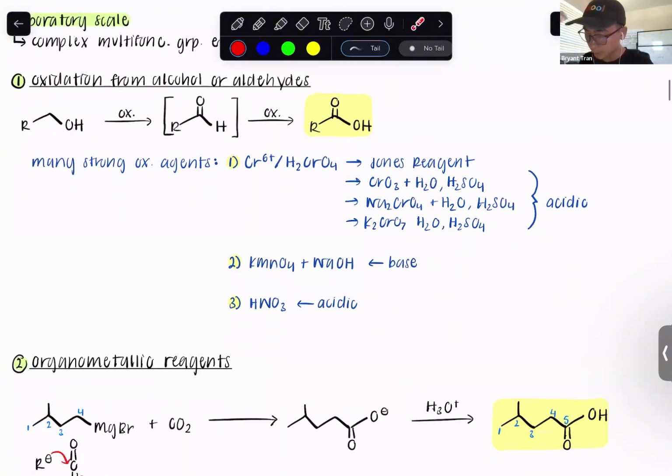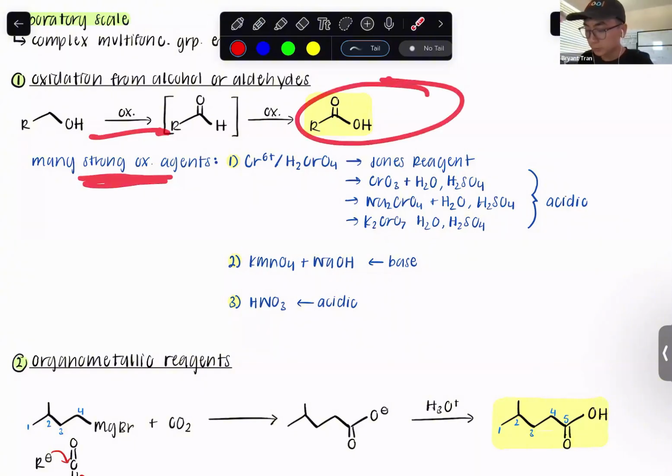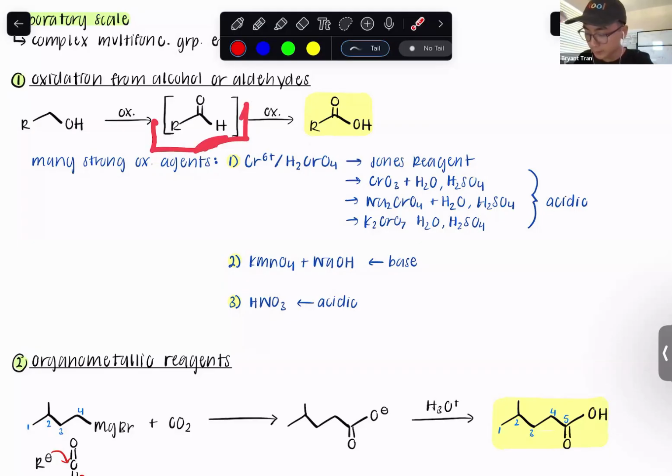Now, the next thing we're going to go over is oxidation from alcohols or aldehydes. Right here, we have a primary alcohol where we have this OH attached to a carbon that's attached to one other carbon. When we oxidize it using a strong oxidizing agent like Jones reagent, we're going to get a carboxylic acid. But it's first going to go through the aldehyde intermediate, and then it would be further oxidized into a carboxylic acid using any of these strong oxidizing agents.